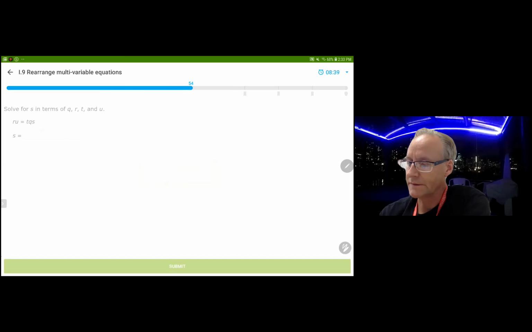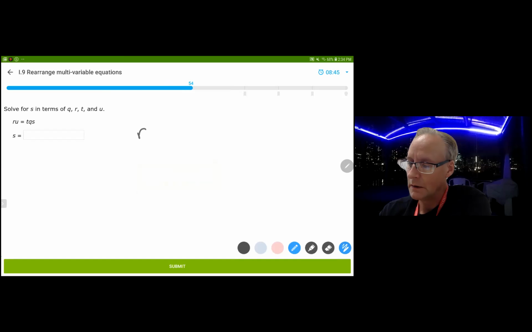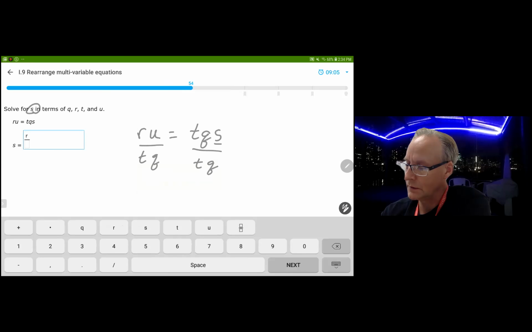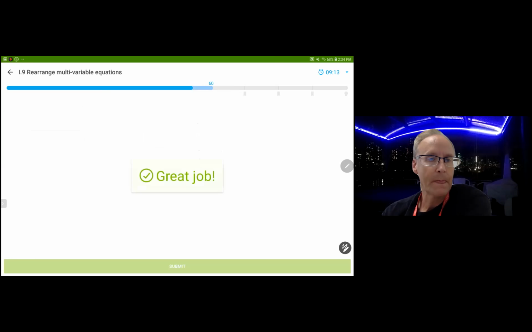All right, let's see what's next. All right, so we have RU equals TQS. And we want to solve for S, so the variable of interest is S. We're going to divide by TQ on both sides. And I'm just going to leave it at that. I'm going to put my fraction bar. I have RU over TQ. Oops, I said TQ. There it is. Want to get moving because I'm sure you want to get done.